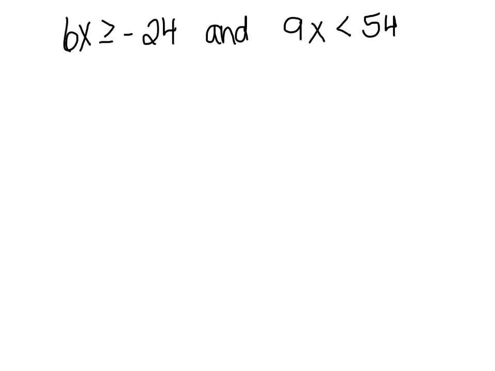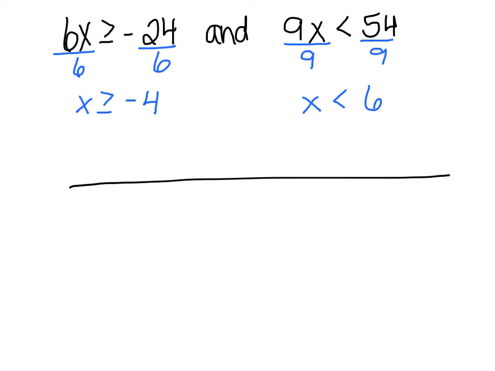So the first one, I'm going to divide by 6. Since I did not divide by a negative, I don't have to flip my inequality. So I get x is greater than or equal to negative 4. And on this one, I'm going to divide by 9. Again, I didn't divide by a negative, so x is less than 6.